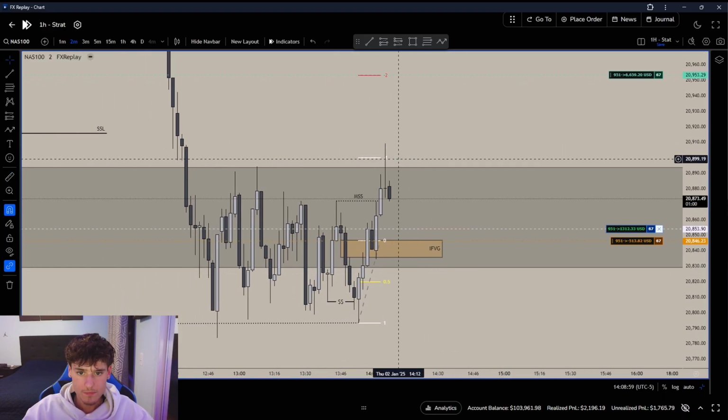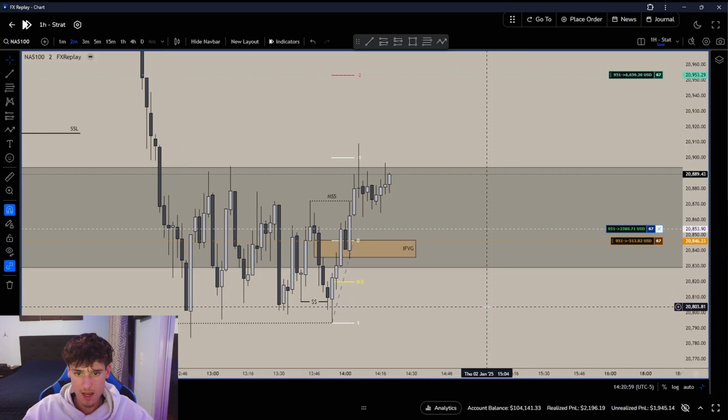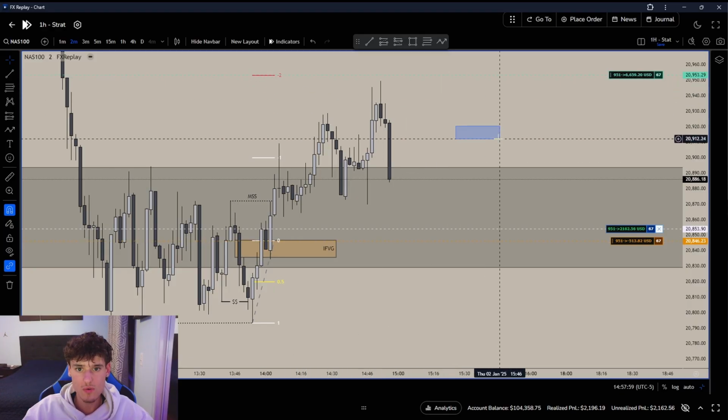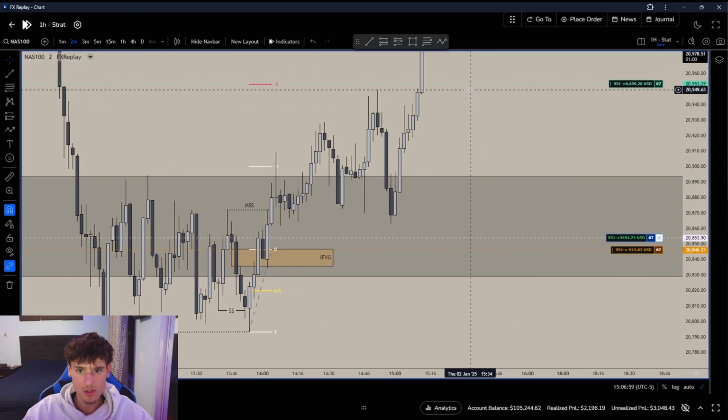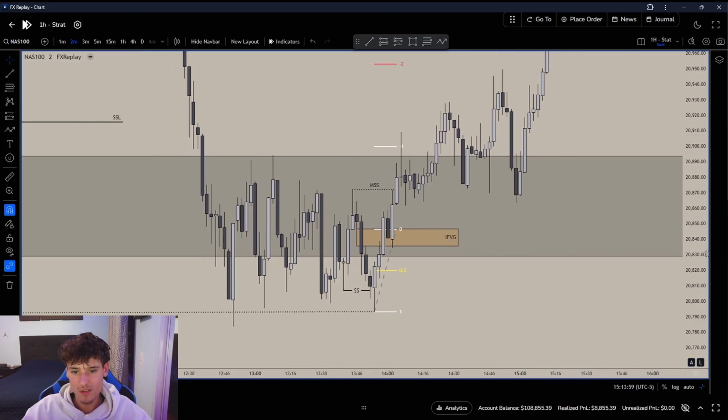What do we do? -1, slight little rejection, perfectly fine, as we always do. And we continue moving very close to the -1. We pretty much just, there we go. That's a strong tap. And we get filled on our order.